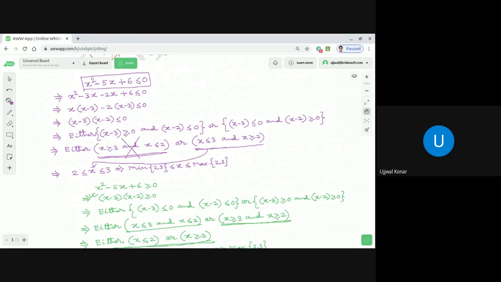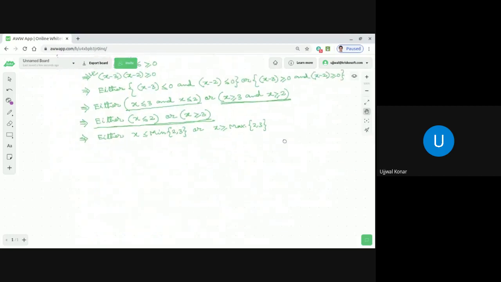x minus 3 into x minus 2 less than or equal to 0. That means you can assume that x is between two numbers: one is the minimum of 2 and 3, that is 2, and the other is the maximum of 2 and 3, that is 3. So why did I write minimum and maximum, despite knowing what the minimum and maximum between 2 and 3 are? That will get clear when you see these two properties. Let me bring this to you in a few seconds, and then you will appreciate why I wrote all these things.